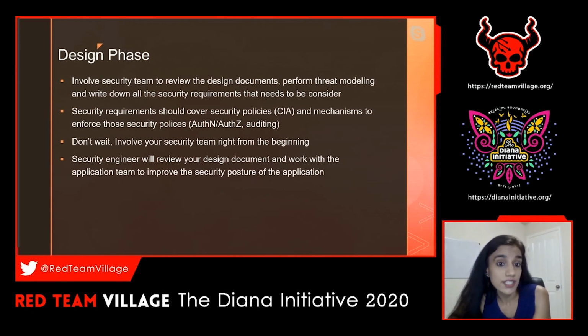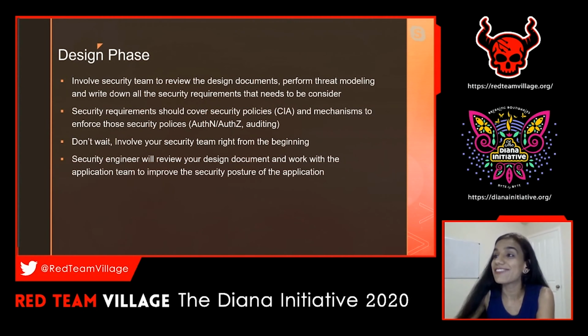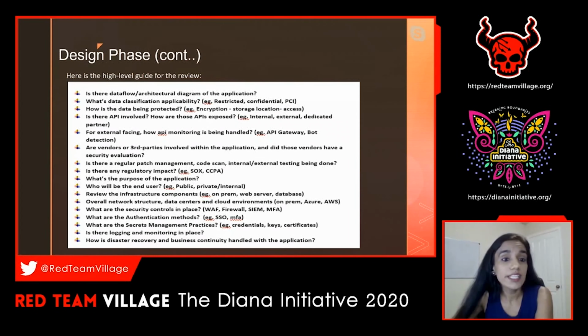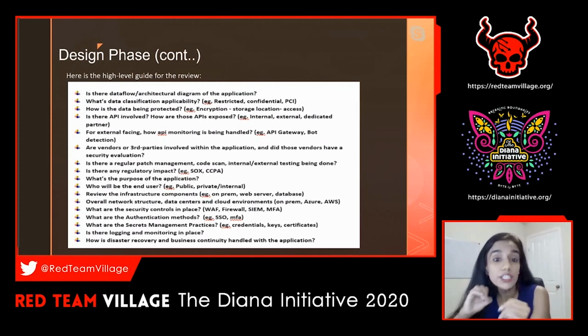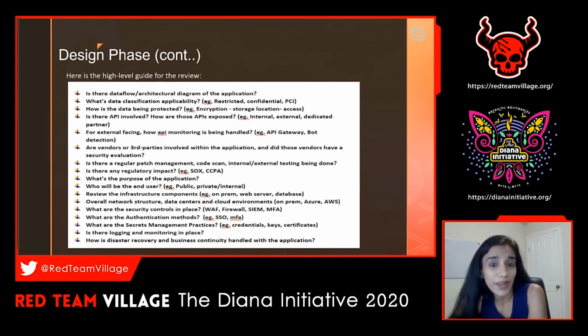There are common questions the security engineer is going to ask the development team about the application. So on this, let's go to the next slide first. On this slide, you can see a list of a few questions which you need to think about. And most importantly, the security engineer will ask you these questions while doing a design review of your application. So the first question is: is there a data flow architecture diagram of the application? And you'll be like, it seems so simple, right? But it's not. That's where we are missing.